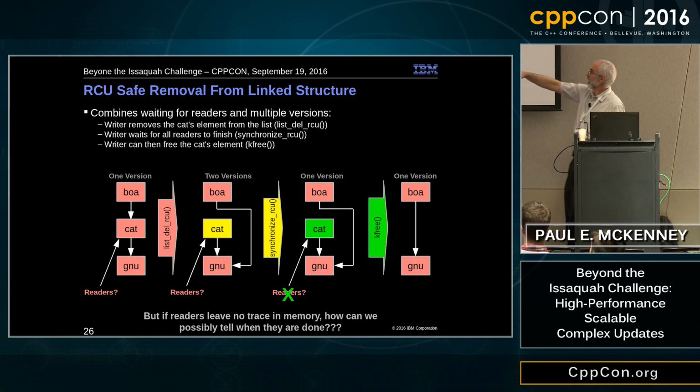Same situation. This time we're going to get a little more complicated. We're going to have a 3-element linked list and remove the cat. Now, if we store the pointer from the boa to the cat and we make it point to the GNU, and we do that again using C++ atomics or something equivalent, so that we just store the pointer in one shot, that means readers see either the pointer from the boa to the cat, or they see the pointer from the boa to the GNU. They don't see some mush of the 2 pointers.